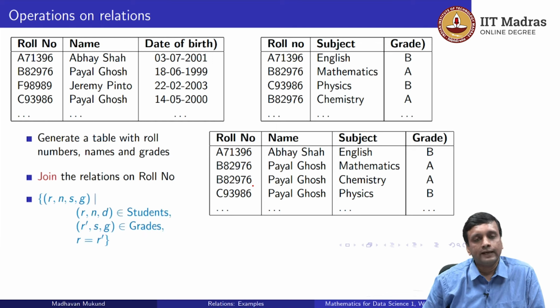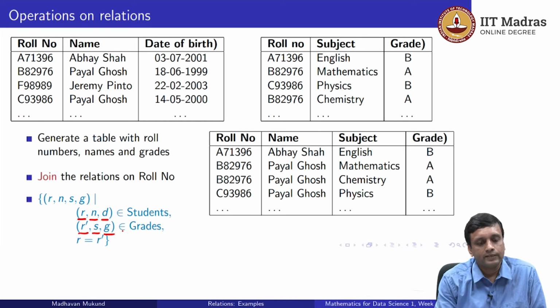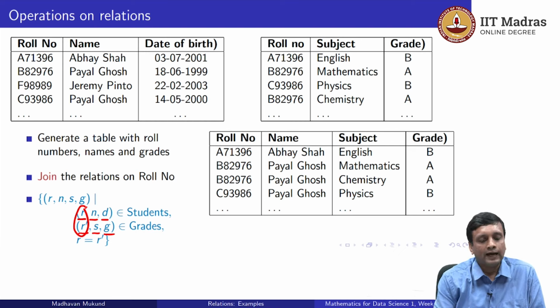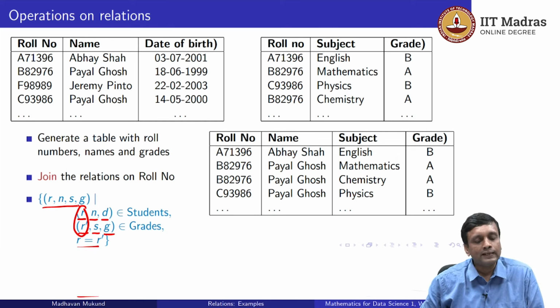So formally a join takes tuples from two relations and combines them on common values. So here, for instance, you take any arbitrary roll number, name, and date of birth from students. You take any arbitrary roll number, subject, and grade from grades, but you want the roll numbers of the two sides to be the same. So the R comes from students and the R prime comes from grades, and you want R equal to R prime. And if this is the case, then you put out a new tuple which combines the N from the left hand side, throws away the date of birth. We are not interested in preserving the date of birth, keeps the N and keeps the subject and the grade S and G, and of course keeps the roll number which is the same on both sides.